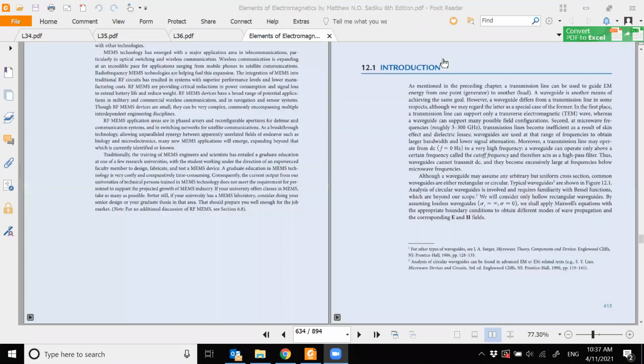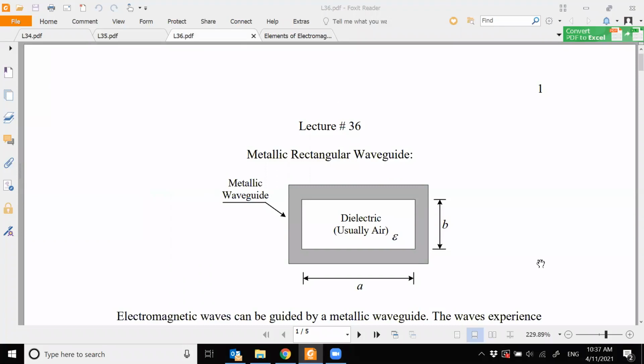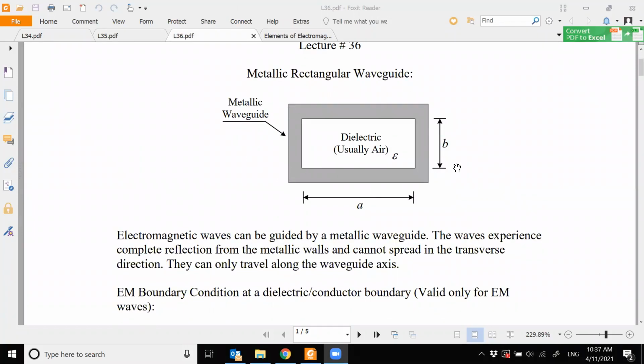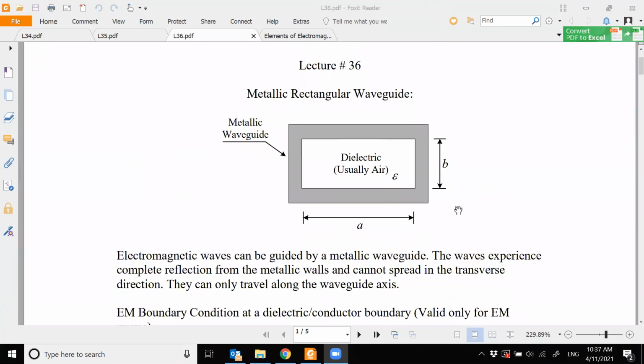Okay, so now regarding the analysis, let's start our analysis. This is my cross section of my rectangular waveguide. The inside part can be air or any dielectric material. But here we are just saying that it has a dielectric constant epsilon, and the length is A and the height is B.